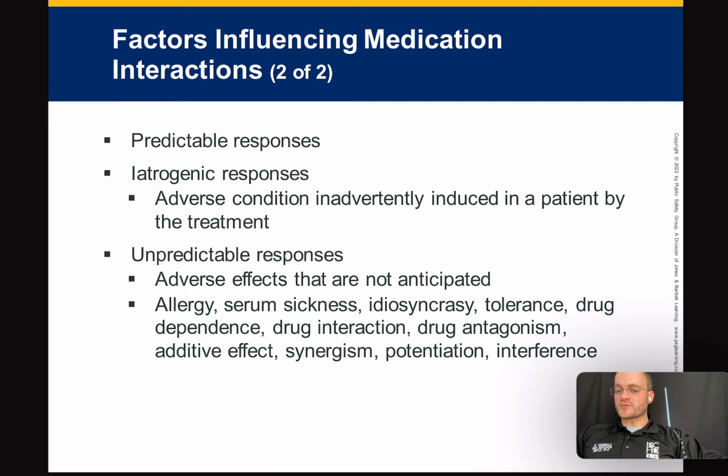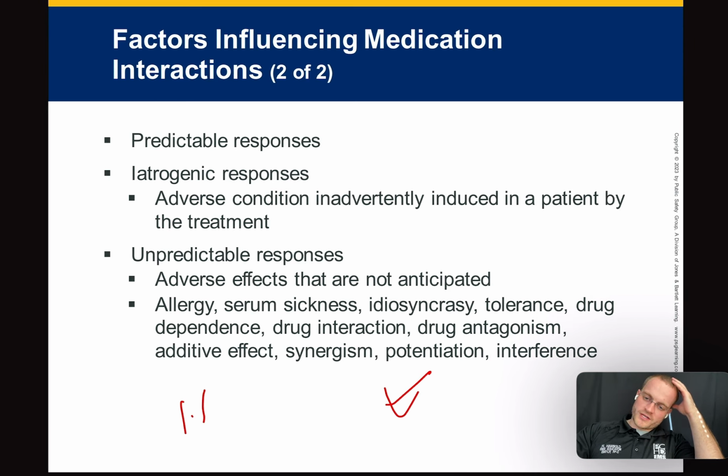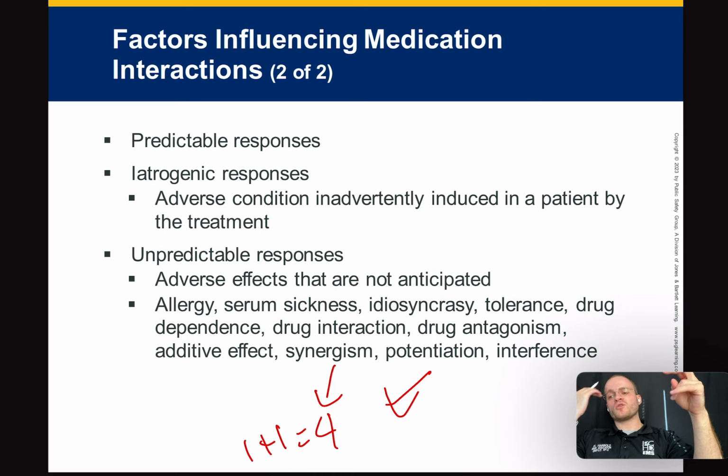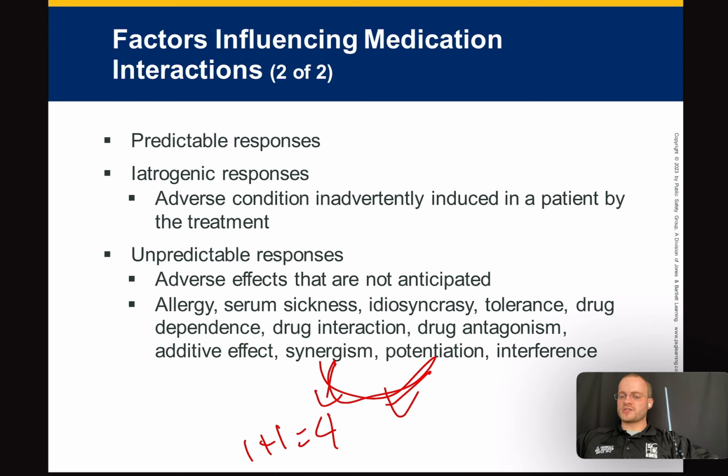So someone could take aspirin and they could be allergic to aspirin, or it could cause serum sickness or idiosyncrasy, or they could get tolerance or drug dependence or interaction or antagonism or additive effects or synergism, potentiation or interference, right? What's synergism or potentiation? Additive is when 1 plus 1 equals 2, and synergism is when 1 plus 1 equals 4. I described this first one wrong. It's when 1 plus 1 equals 4 instead of 2. That's the very quick example of synergism and potentiation.